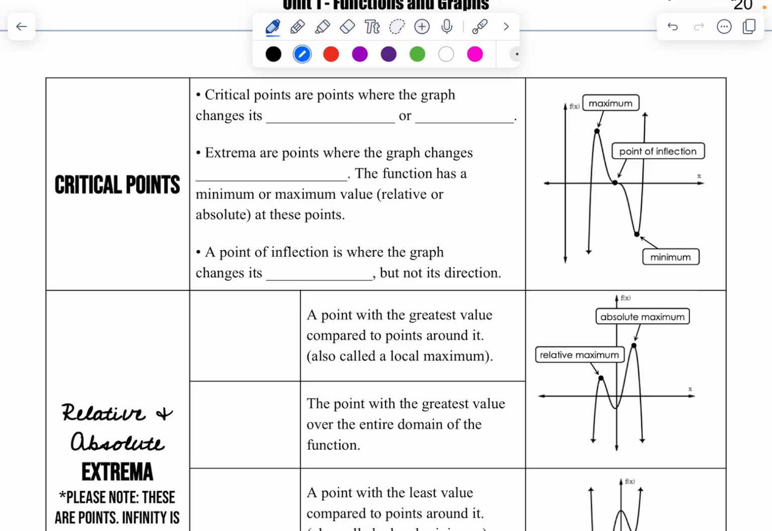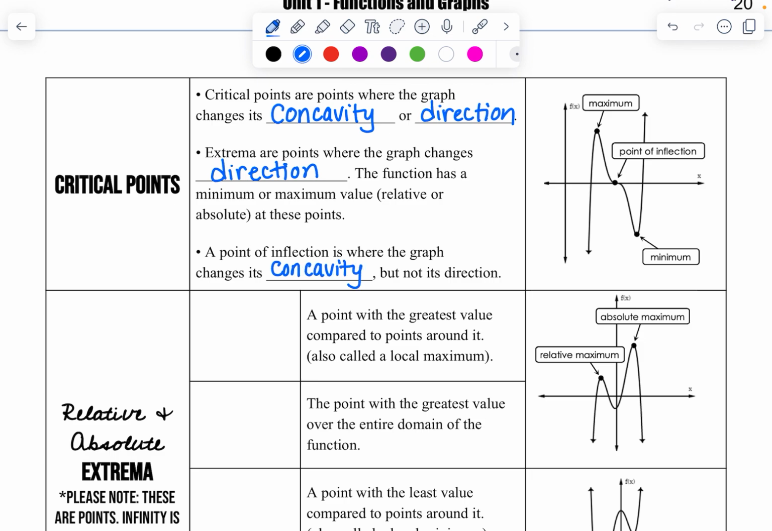Critical points are where the graph changes its concavity or direction. Extrema are points where the graph changes direction. The function has a minimum or maximum value, relative or absolute, at these points. A point of inflection is where the graph changes its concavity, but not its direction.